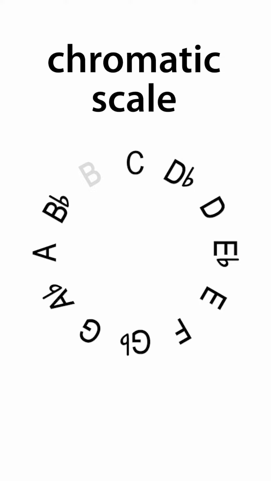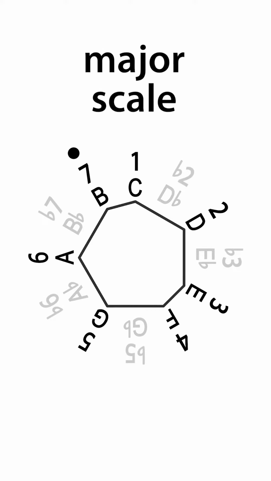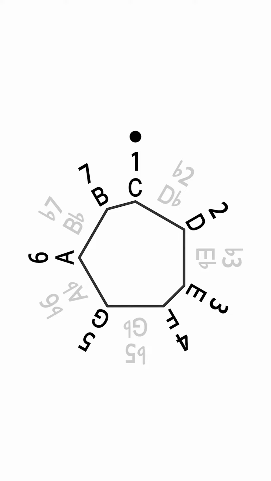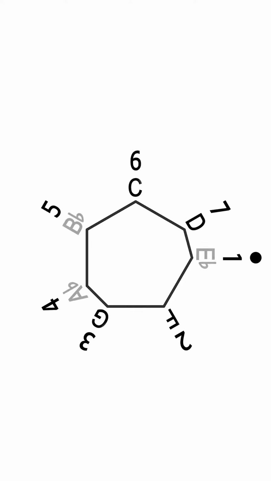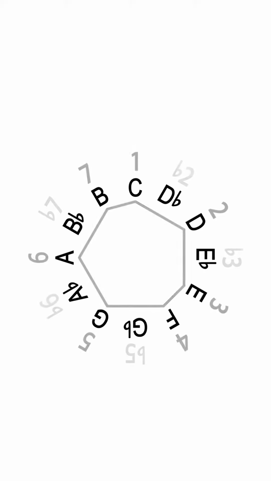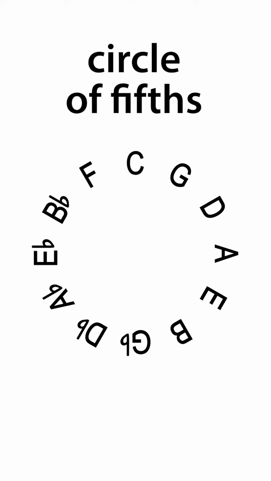The chromatic scale, which is the 12 basic notes of music in sequence. Then there's the major scale, like this C major scale, which is a subset of the chromatic scale built from whole step and half step intervals that can start on any of the 12 notes. And the third essential pattern is the circle of fifths, which is just a rearrangement of the chromatic scale with all of the notes in harmonic sequence.